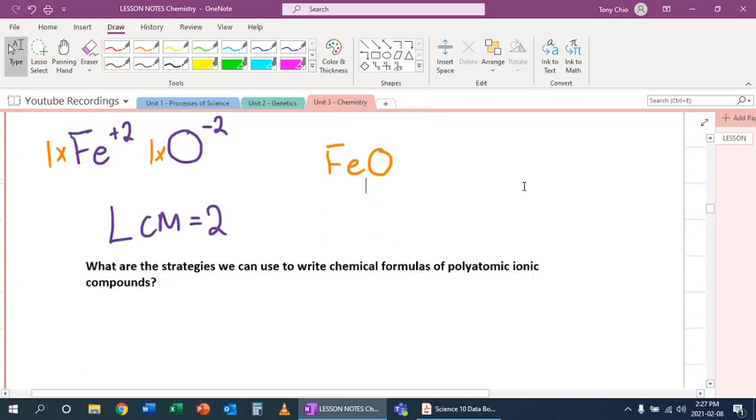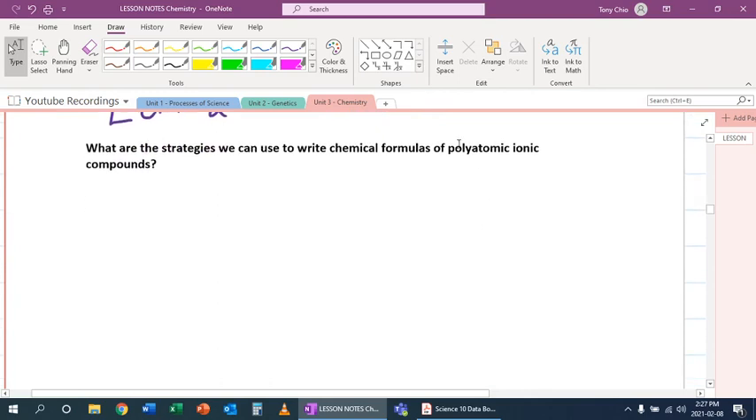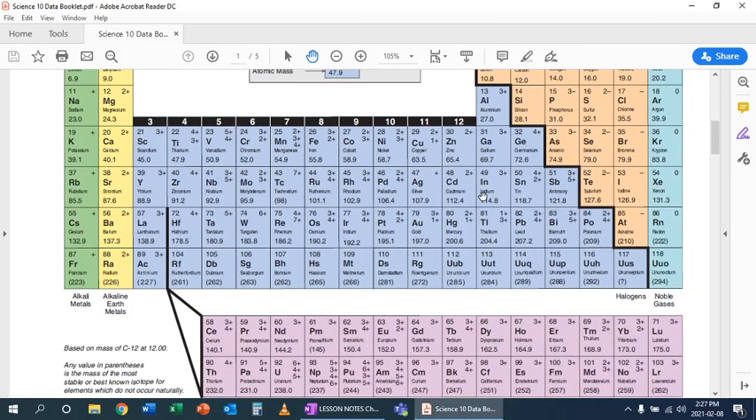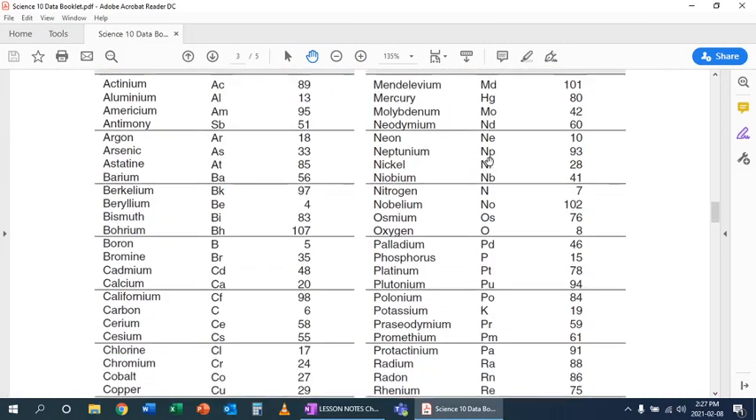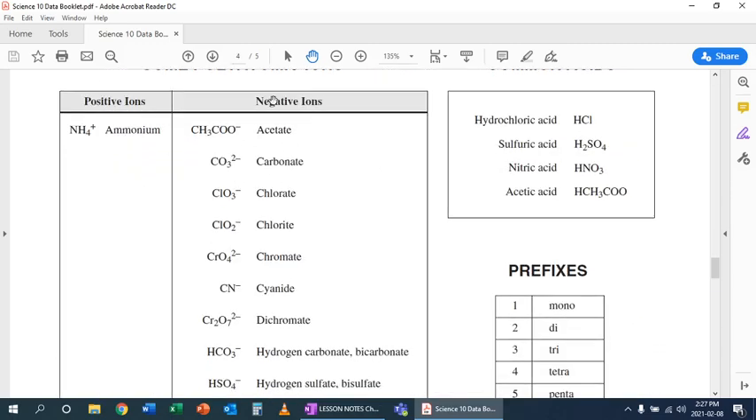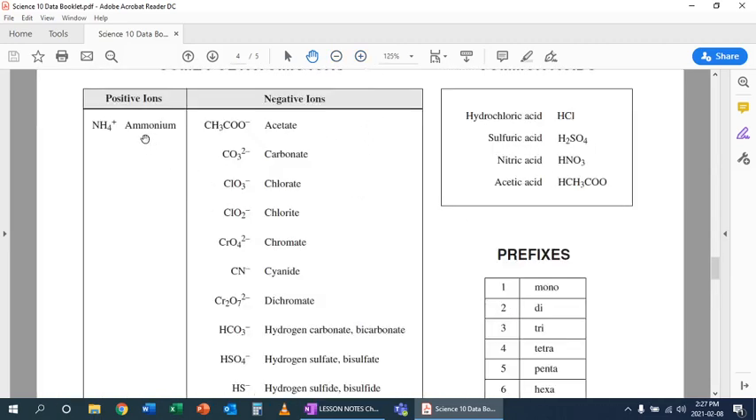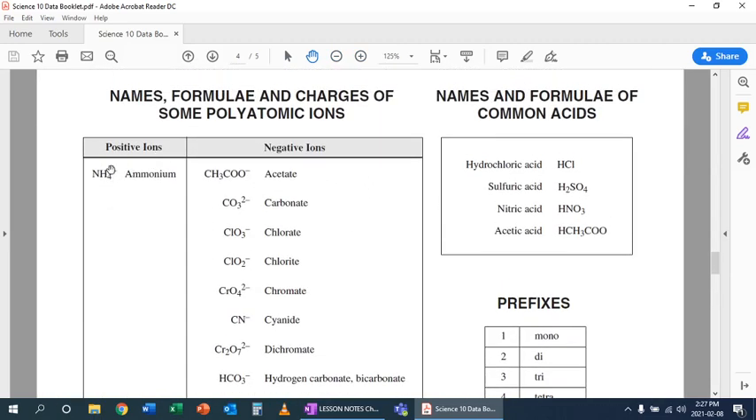What about polyatomics? Well, first of all, what are polyatomic ions? Polyatomic comes from the word poly, meaning many. Many atoms that are ions. So if you look at your periodic table, you're going to see right here, these ones are polyatomic ions. So if you look at our polyatomic ions here, we have, for example, ammonium, which is our only positive ion. That's a polyatomic ion. It is made up of nitrogen and hydrogen, but it carries a +1 charge.